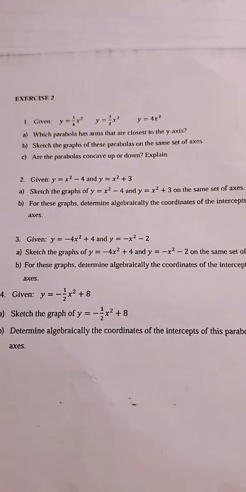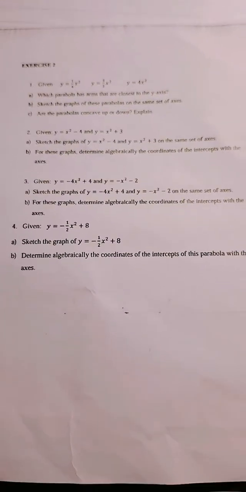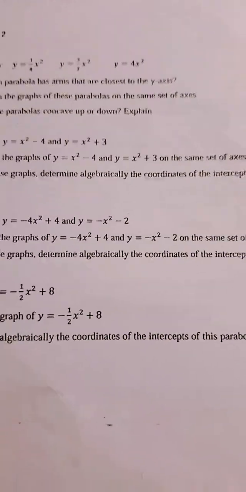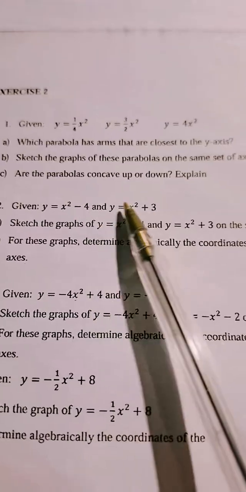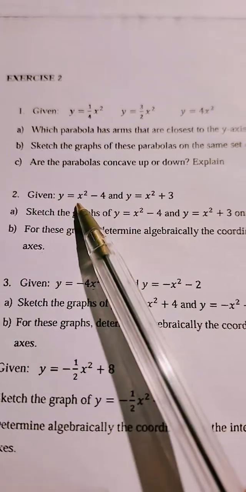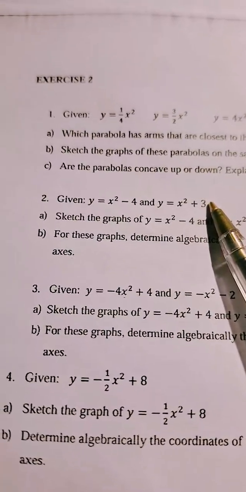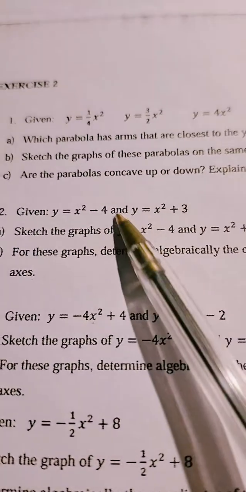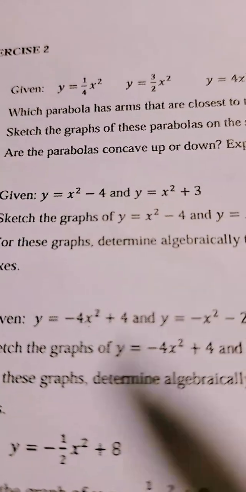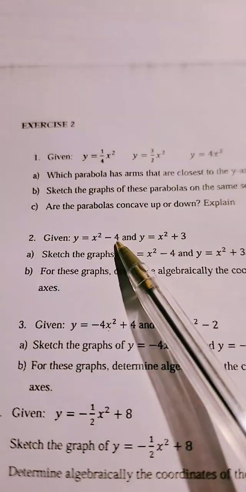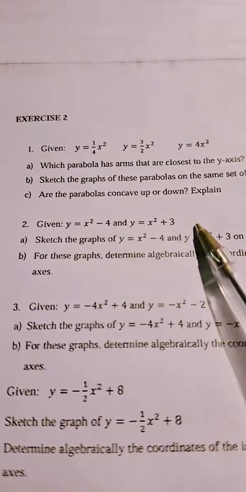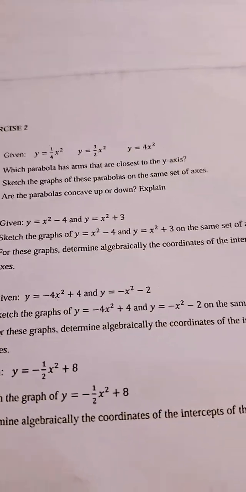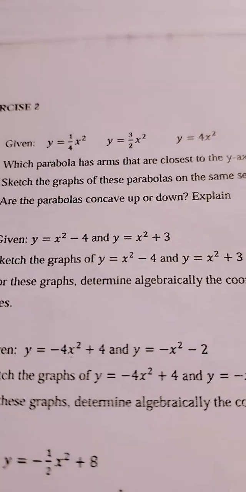Even if you come back here, there are those questions that talk about transformation. For instance, if you look at these two functions, if I would say describe the transformation of this function to that one, what would you say? Y is equal to x squared minus 4 and y is equal to x squared plus 3. How did this function transform to become this one? What happened? Can you guys see what happened?